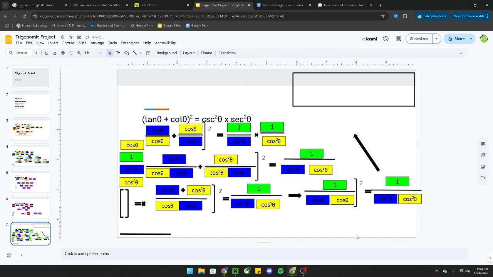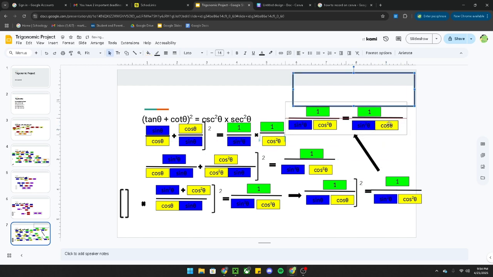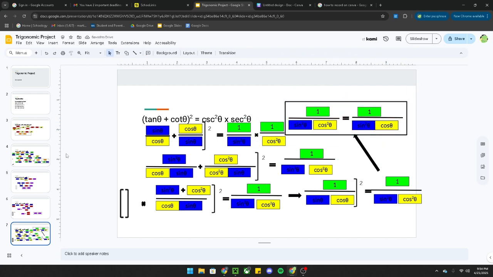Now we're going to move it up, and this should be our final answer. And that is my answer for number 5, and this is my project.